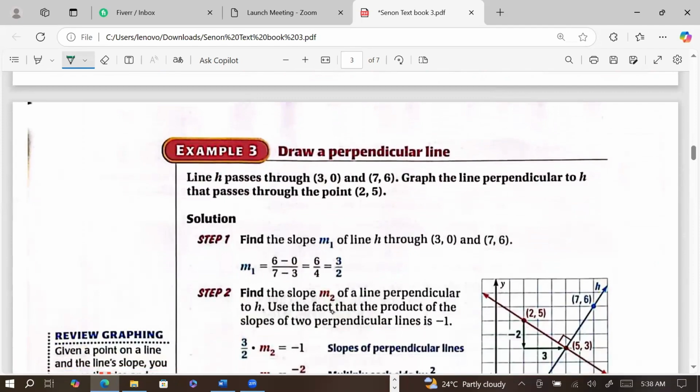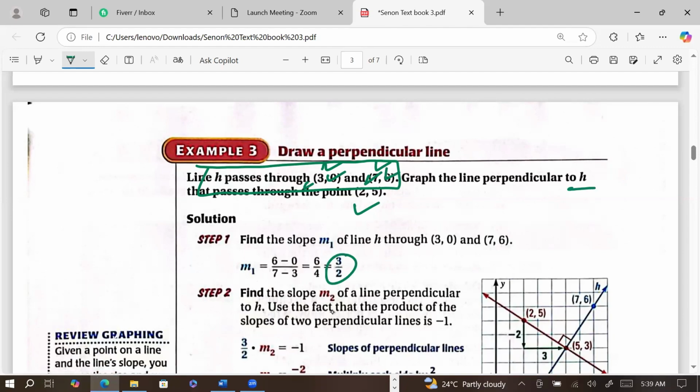Example 3. Line H passes through these points. Graph the line perpendicular to H that passes through the point (2, 5). First of all, we will find the slope of this H line. Slope will be 6 minus 0 over 7 minus 3, which is 3 over 2.